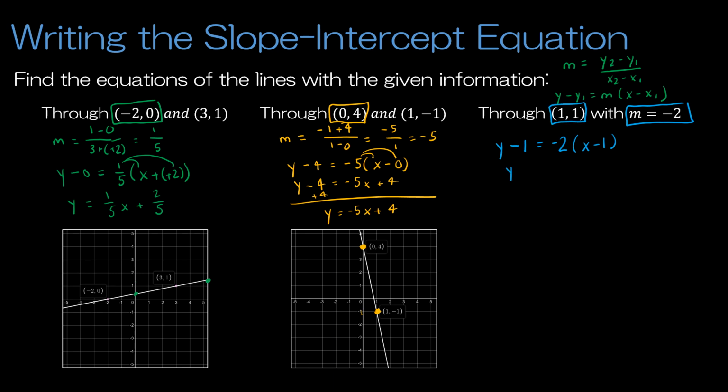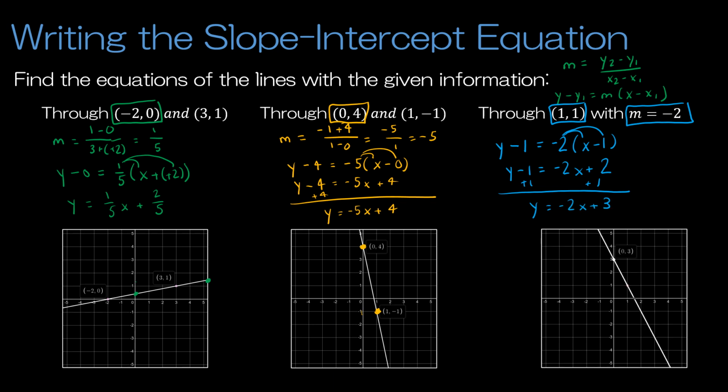So I get y minus 1 is equal to negative 2x, and negative 2 times negative 1 is positive 2. Then I'm going to add 1 to each side, and I end up with y is equal to negative 2x plus 3. So let's take a look. My graph does go through positive 3. If I use the slope of down 2 to the right 1, down 2 to the right 1, I can see that those are additional points on my line.